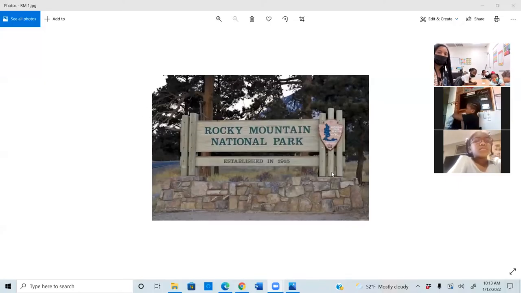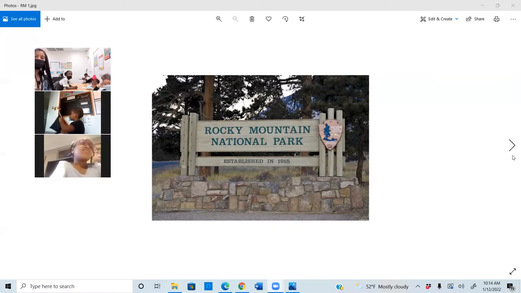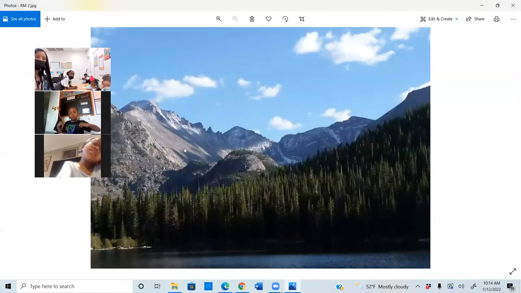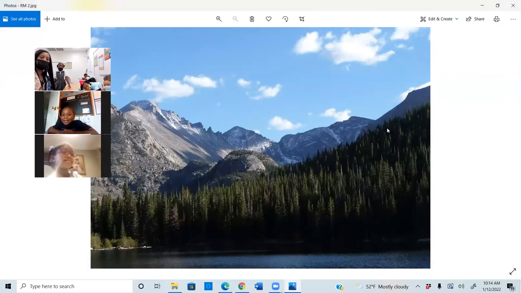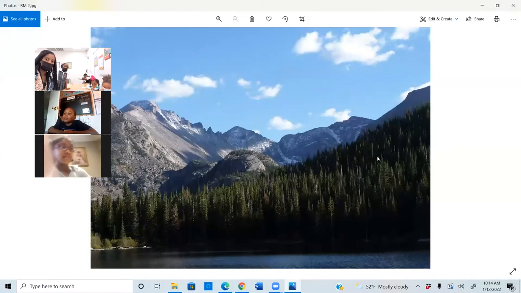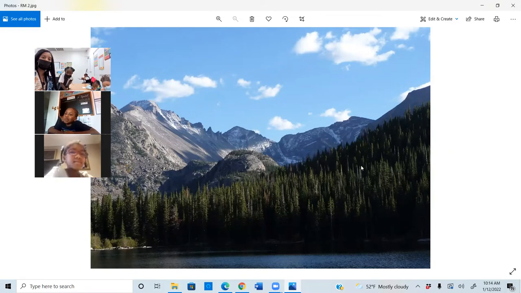So this is actually the sign. If you go to Rocky Mountain National Park, you can see the sign here. So you see, it's been here since 1950. Now, the mountains were here a long time ago, but the park was formed in 1915. So that's over 100 years old. So here's a beautiful picture of the mountains. Look at that. You can hike, you can climb them. And if you look here in this area, that's actually trees. So that means the mountains are super high. Look how much higher they are than those trees.